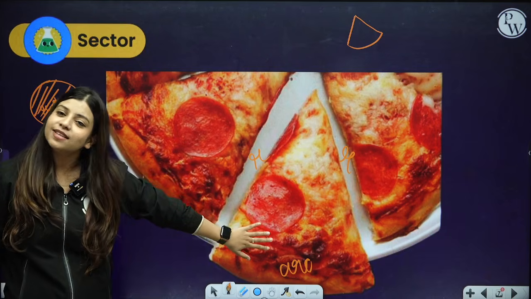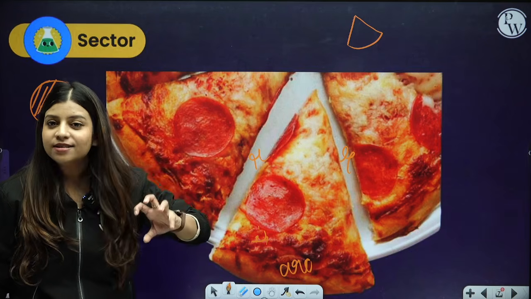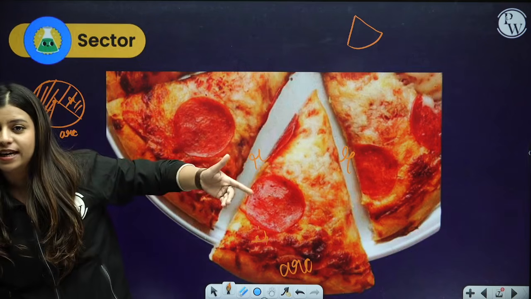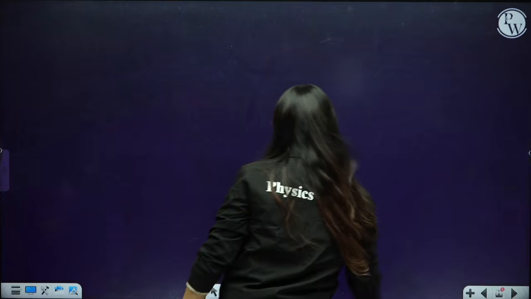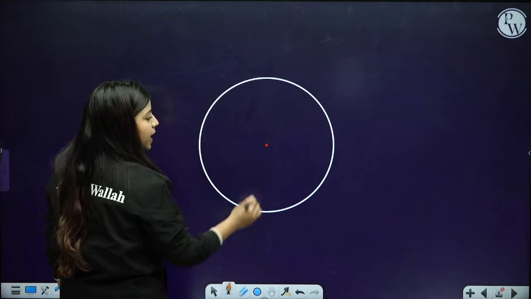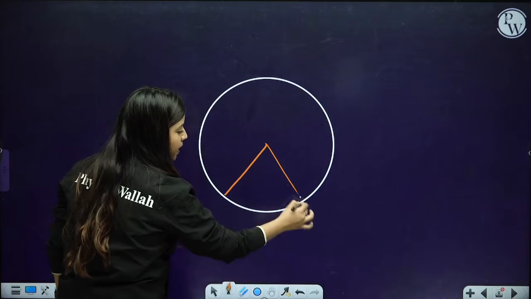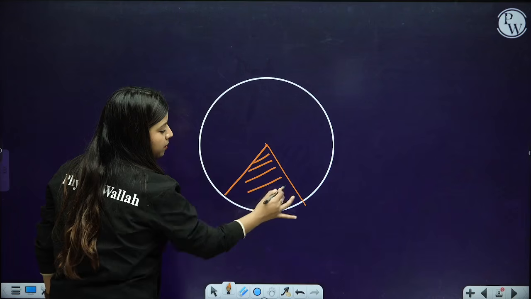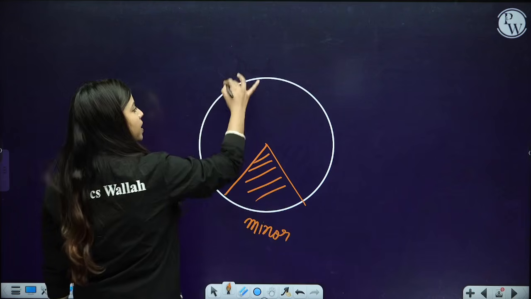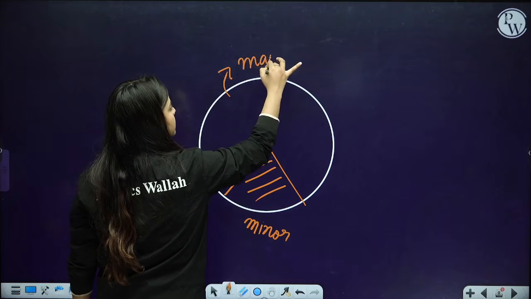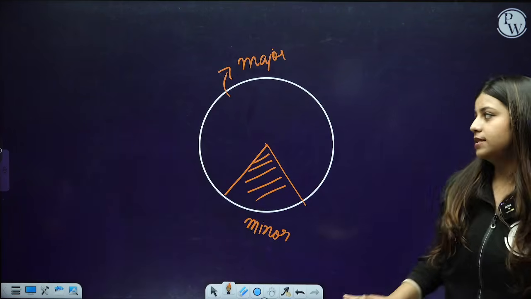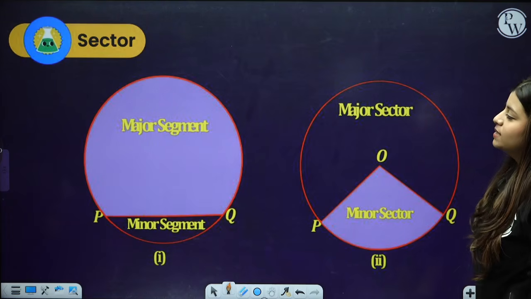So for the smaller slice that we talk about, this becomes the minor sector. The bigger portion of the pizza becomes the major sector. So when we specifically talk about a sector in terms of a circle, if I cut it into this part, the part which is formed is known as the minor sector, and this part which is formed is of course the major sector of the circle. Clear till here? Now let's talk about segment.